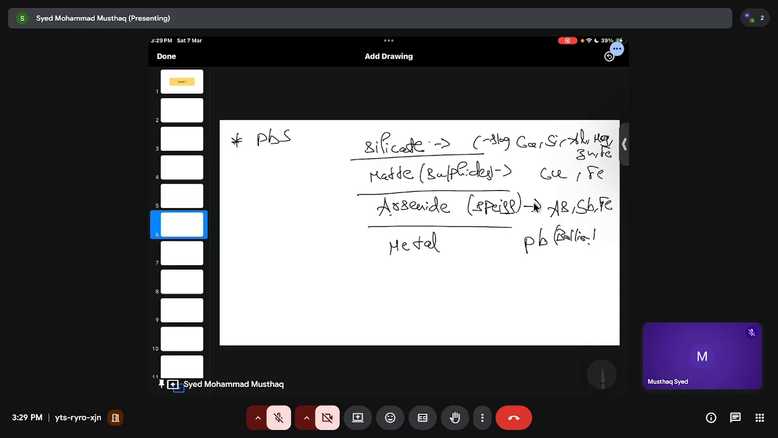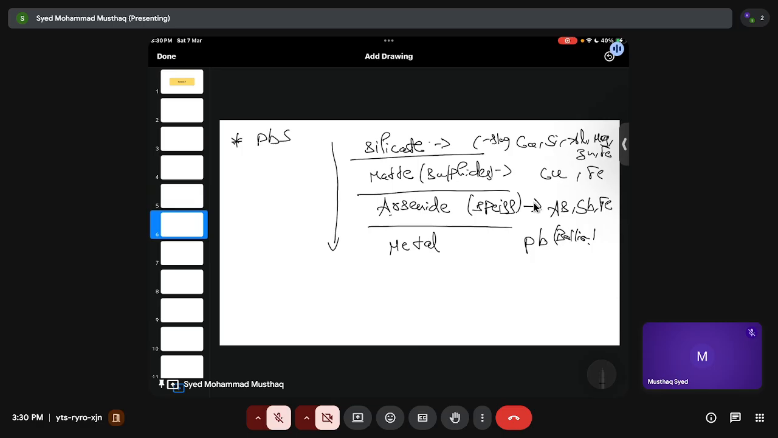So what is happening? Density will go on increasing when you move from top to bottom. So lead has a higher density when compared to speiss, and then you will have matte, and then you have slag. So slag has the lowest density. So this is what happens in lead extraction.